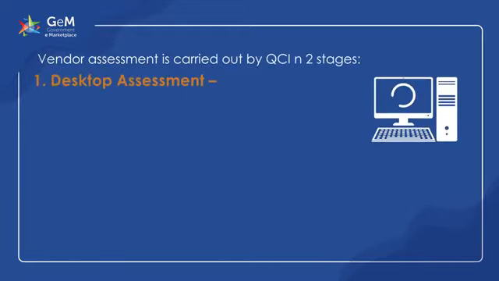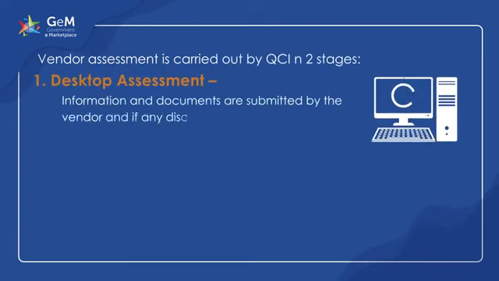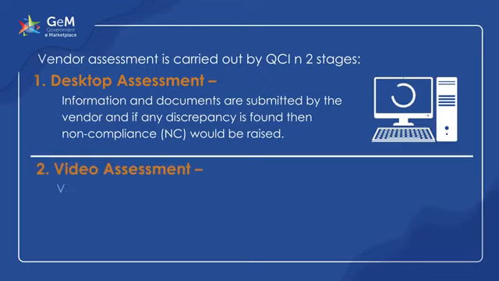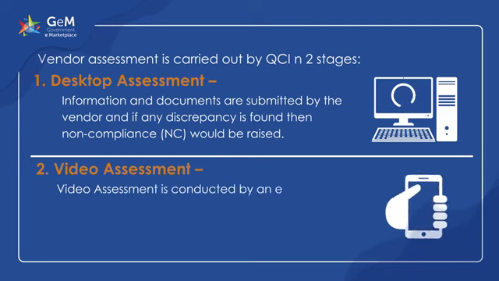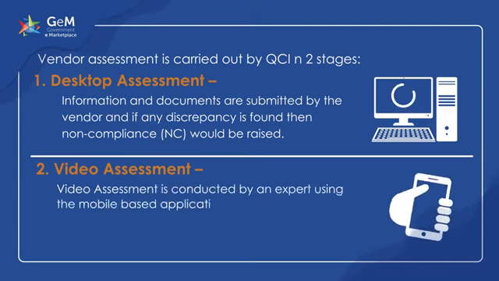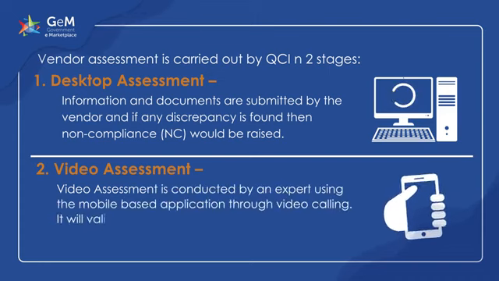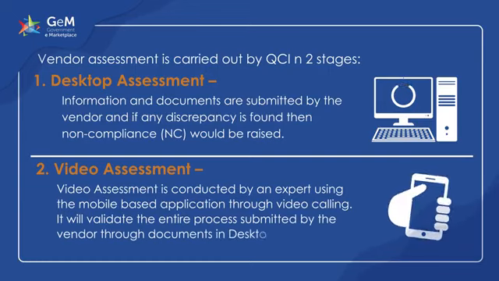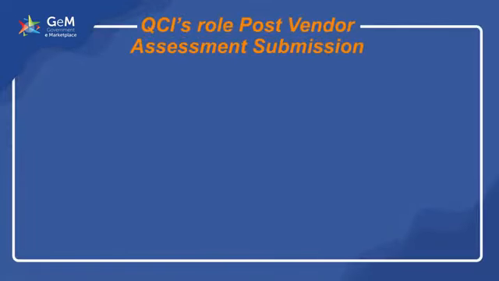Please note that the vendor assessment is carried out in 2 stages. Desktop assessment: information and documents are submitted by the vendor, and if any discrepancy is found, then non-compliance would be raised. And video assessment: video assessment is conducted by an expert using a mobile-based application through video calling. It will validate the entire process submitted by the vendor through documents in the desktop assessment. This is QCI's role post vendor assessment submission.